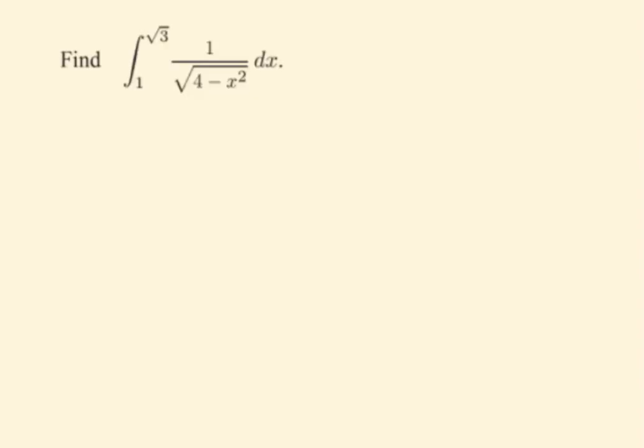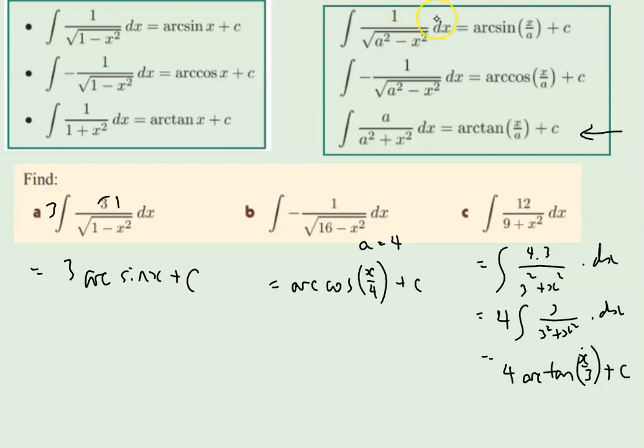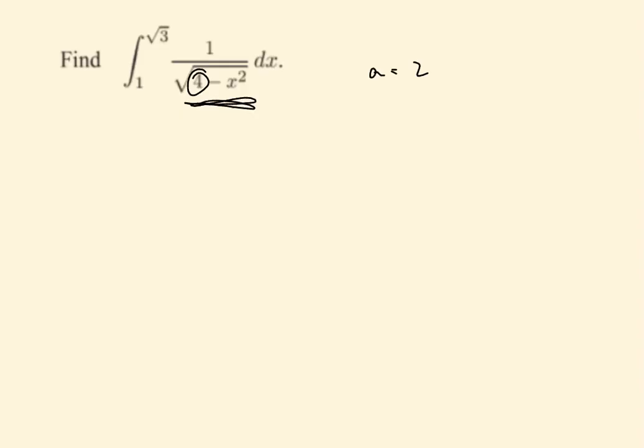Alright, working out the definite integral. So once again, it's a matter of recognizing that pattern there. So we've got a is equal to 2 in this case. And if we go back, it is in fact that pattern there, which gives us the arc sine of x on a. So this becomes the arc sine of x divided by a, where a was equal to 2. We don't need the plus c here because we'll have a plus c and a take c cancelling out with each other.